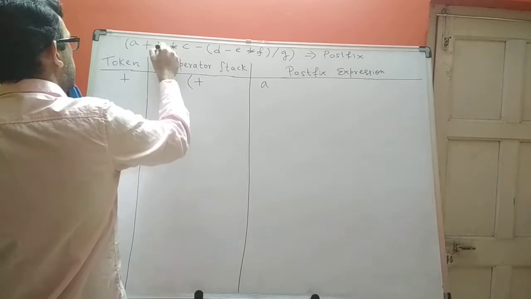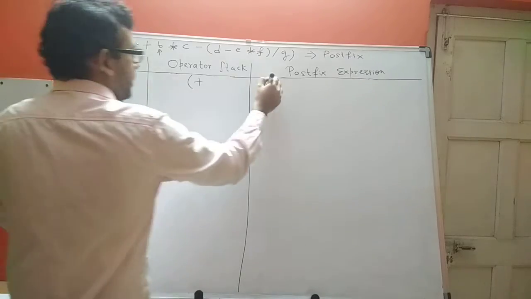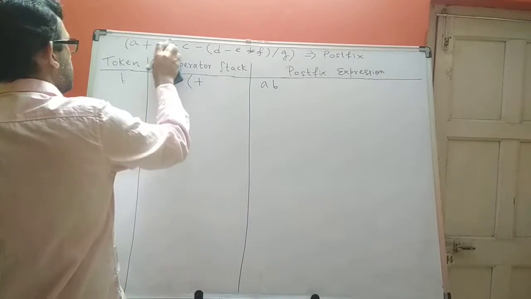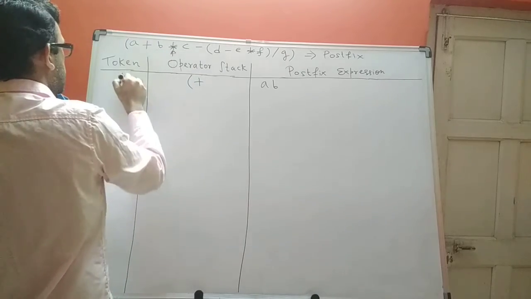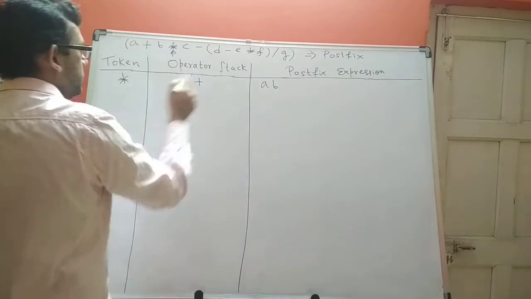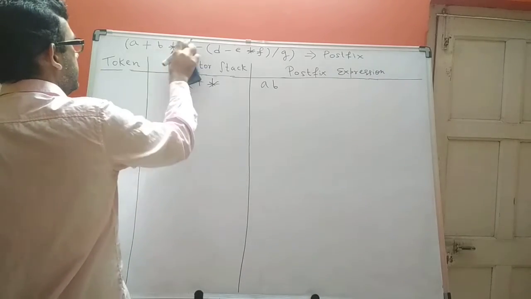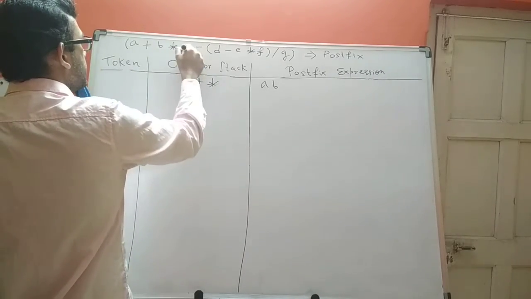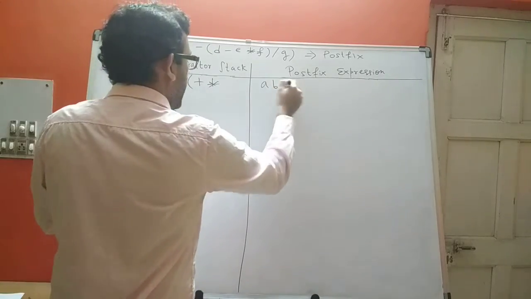My next token is B. B is an operand, so I will add it to my postfix expression. My next token is star, and star has greater precedence than plus, so I will push it onto my stack. My next token is C. C is an operand, so I will add it to my output.